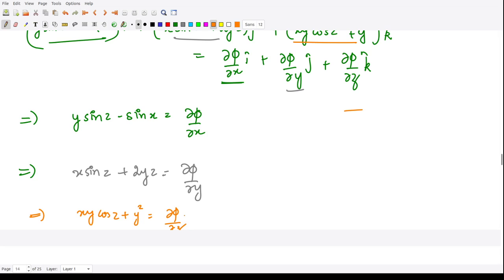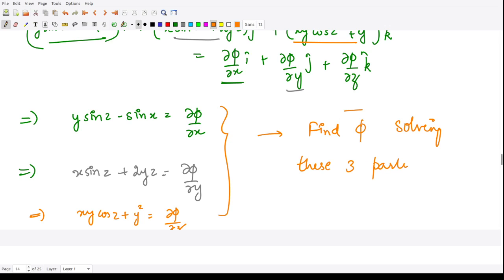Right? So this is what you obtain. Now here, the next task is to find phi by solving these three partial differential equations.